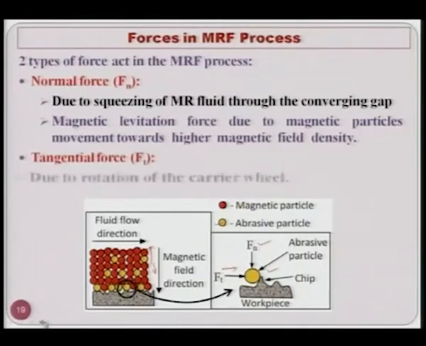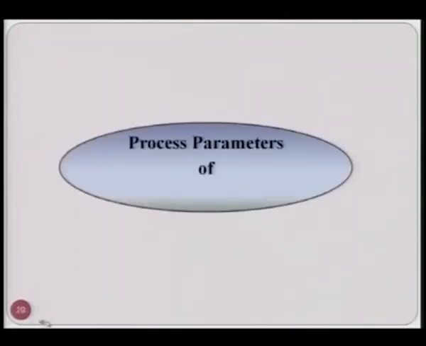Tangential force is there due to the rotation of the carrier wheel. The tangential force Ft is acting on the abrasive particles, and this is mainly responsible for removal of the material in the form of the microchip. Now, there are various process parameters of the MRF process.